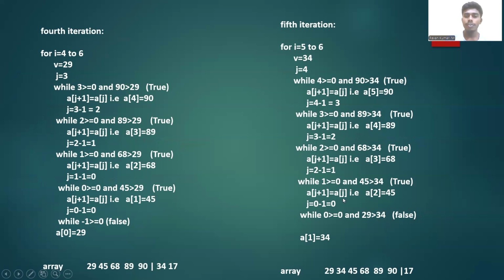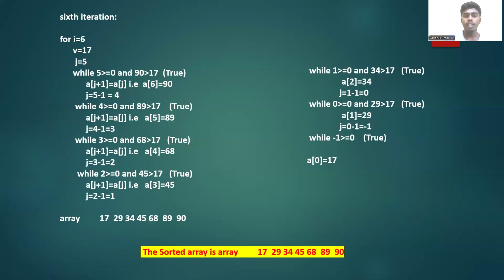In the fifth iteration, except 17, every number will be separated. And finally, in the last sixth iteration, all the array elements will be separated. And finally, the sorted array in this list is 17, 29, 34, 45, 68, 89, and 90. It will be in ascending order.